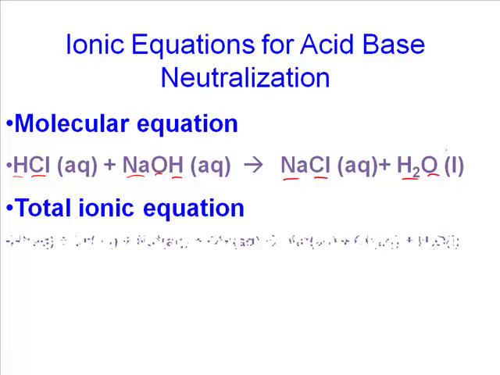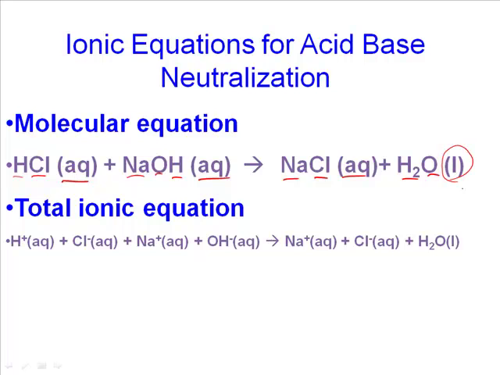The total ionic equation is where we take each one of these aqueous compounds and we split them apart into individual ions. So HCl splits up into H plus and Cl minus. NaOH breaks up into Na plus, OH minus, and the same is true on the other side. The NaCl breaks up into Na plus Cl minus, but we leave, since this is a pure substance, we leave it alone as a together compound.